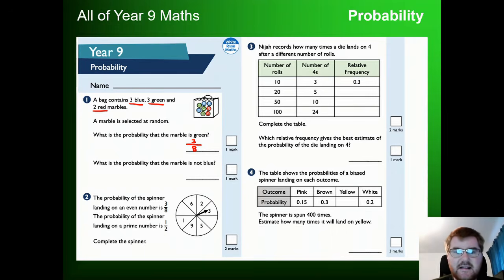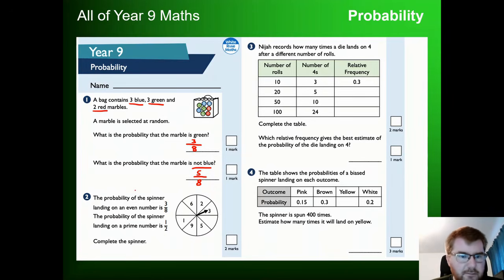What's the probability that the marble is not blue? Well, how many do we have that are not blue? Well, the green, so 1, 2, 3, plus the 2 reds, so that makes 5. So we get our fraction of 5 not blue out of 8 in total. So make sure you read the question. If it says blue or not blue, make sure you put down the correct fraction.